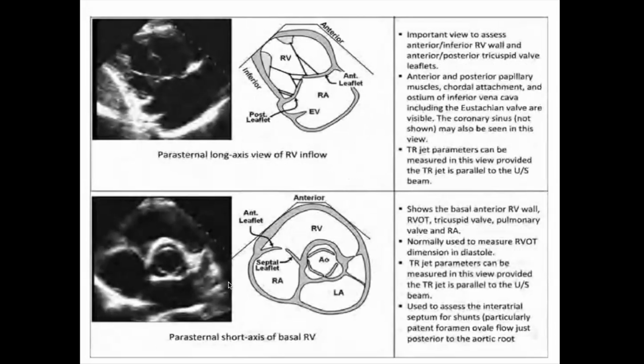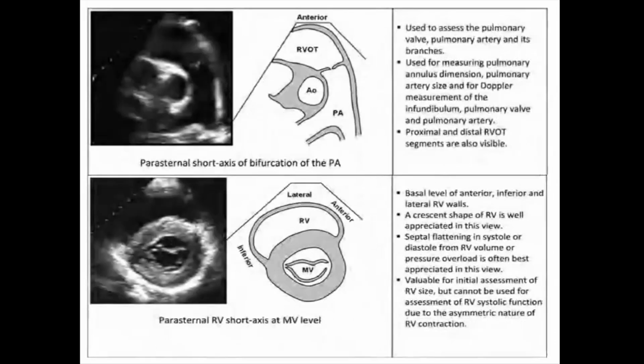And then in your parasternal short axis, this is where we make measurements of the RV outflow tract, so the proximal RVOT and the distal RVOT in this view. You can also look for shunts between the LA and RA. In the parasternal short axis view of the bifurcation of the PA, you can assess the right PA and the left, and get measurements of the PA in this view.